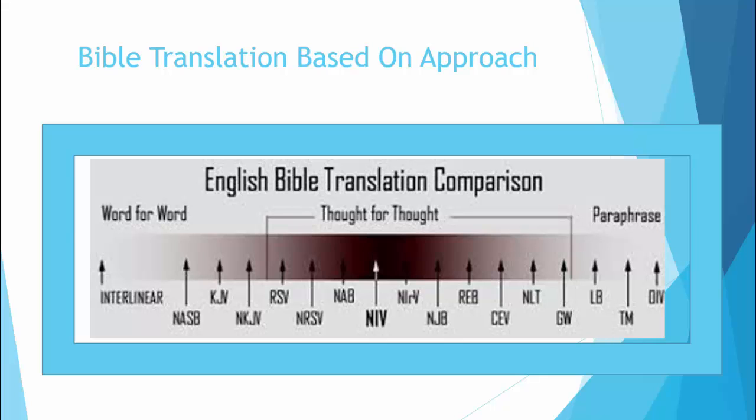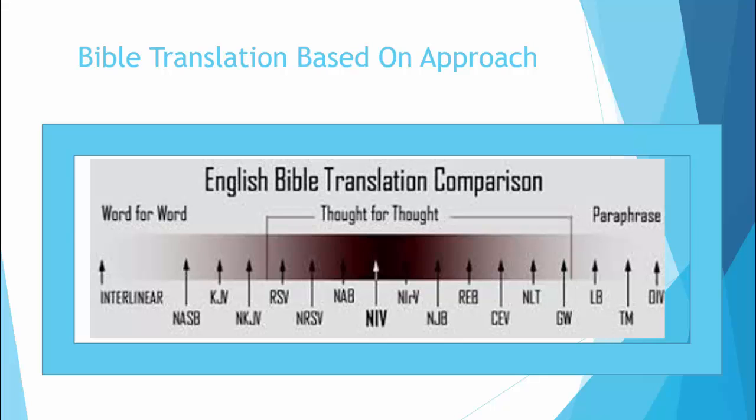On the far right, we have the word for word translations, which is a formal equivalence. We have Bible versions like the interlinear or the literal translations, as well as the New American Standard Bible, as well as the KJV, the New King James. All these versions are more of formal equivalence.